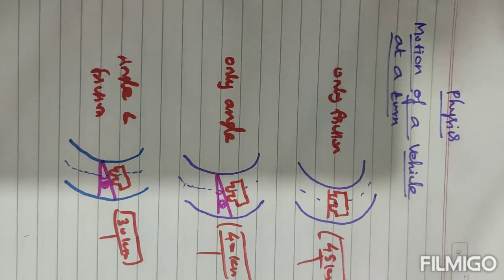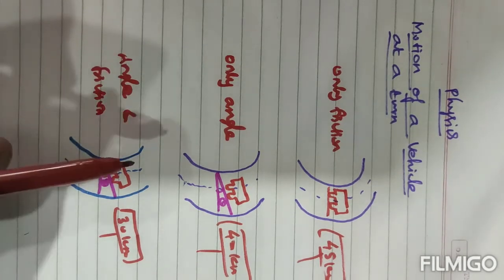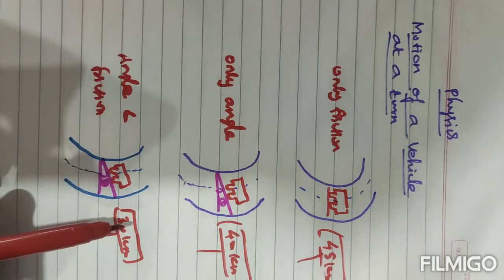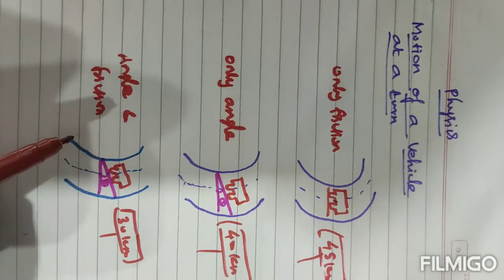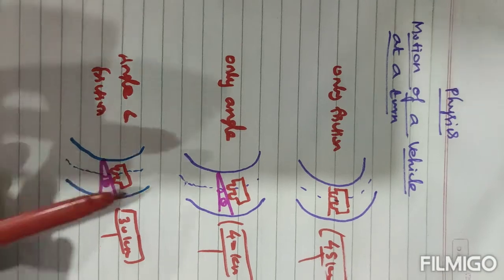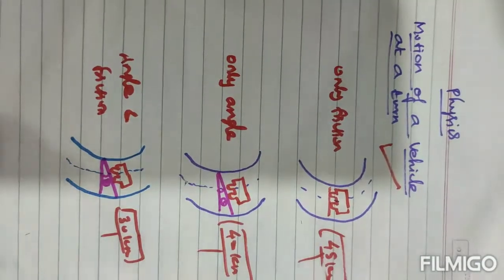Now, how are we going to calculate that speed? Where will be the maximum speed? If the angle is increasing, what happens? Does the vehicle hit inside or outside? Which speed will be the safest speed for traveling? We are going to discuss all this in the motion of a vehicle at a turn topic.